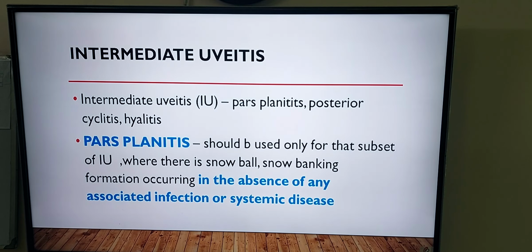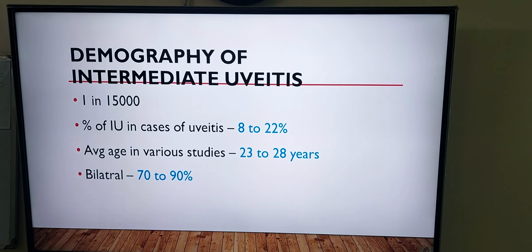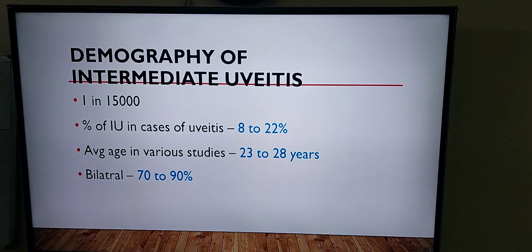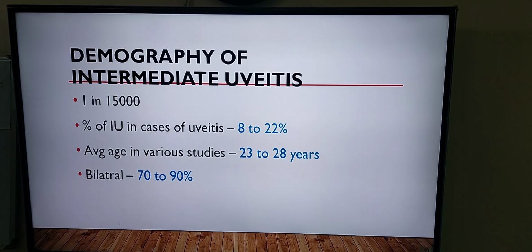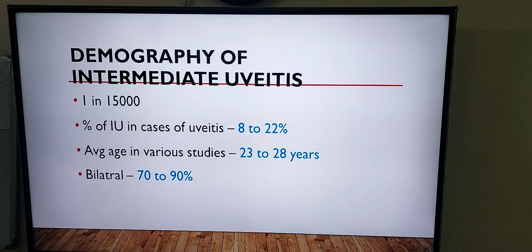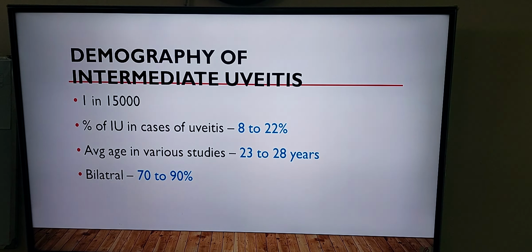Intermediate uveitis includes pars planitis, posterior cyclitis, and hyalitis. The term pars planitis should only be used for a subset of intermediate uveitis where there are findings of snowballs and snowbanking formation, and there is absence of any associated infection or systemic disease. Demography of intermediate uveitis: it is 1 in 15,000, it accounts for 8 to 22% of uveitis cases, the average age is 22 to 28 years, and in 70 to 90% it is bilateral.